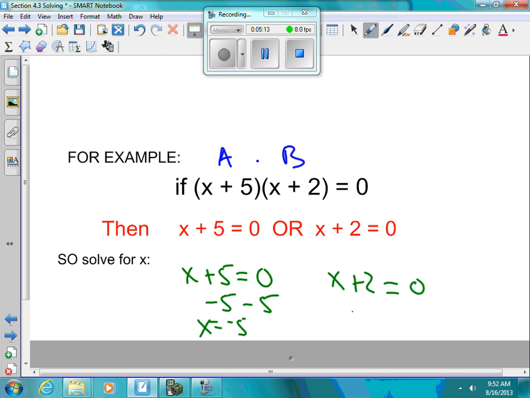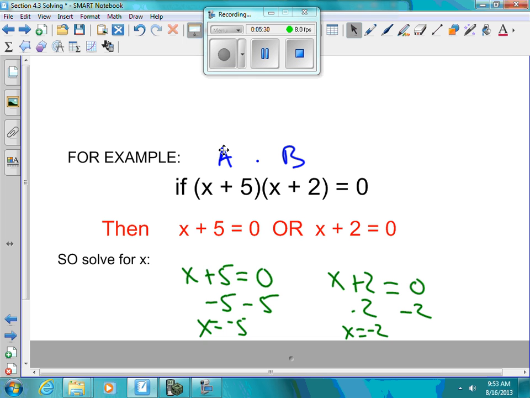X plus 2 equals 0. We undo adding 2 by subtracting 2. And we get x equals negative 5 and x equals negative 2. Okay? So remember we tie that in with the graph. Real quick, I want to show you something that, as we go on, might help you check your answers.